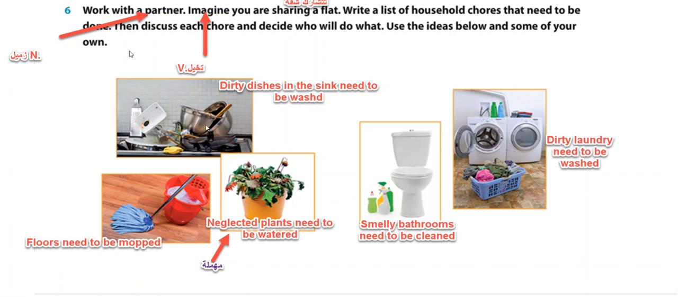Okay, let's start. Here we have a group of dirty dishes in the sink that need to be washed. Here, I'm sorry, I must write E after the ish. The word washed has a mistake here. It must be washed with ed. Here floors need to be mopped. Here we have neglected flowers or plants that need to be watered. Smelly bathrooms need to be cleaned. Dirty laundry needs to be washed.